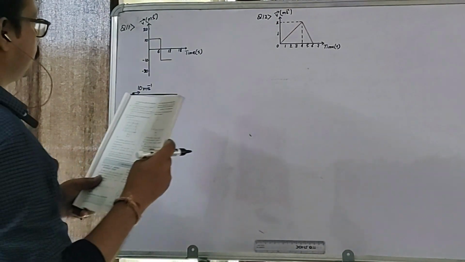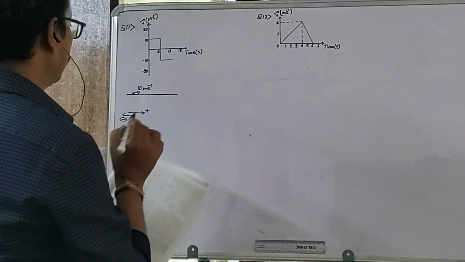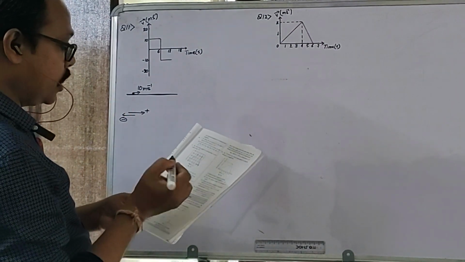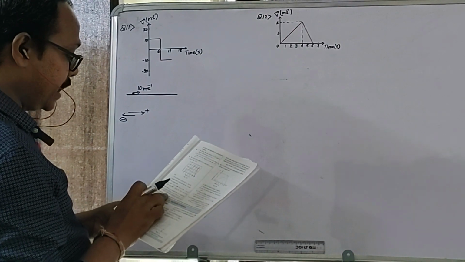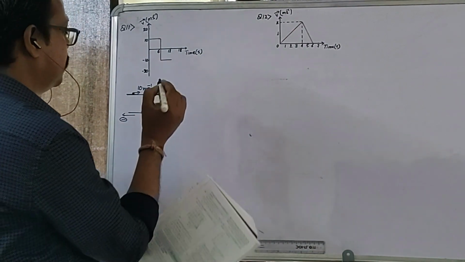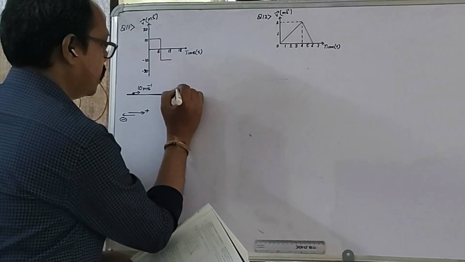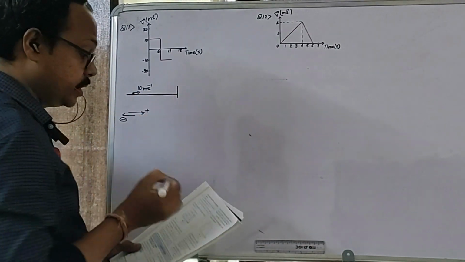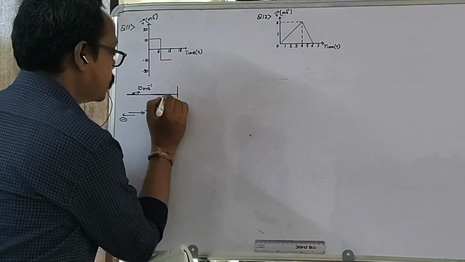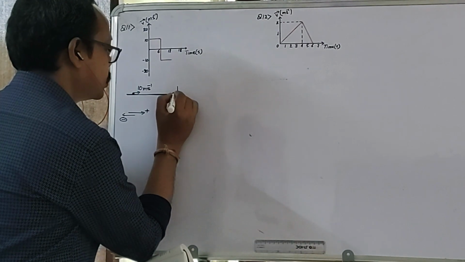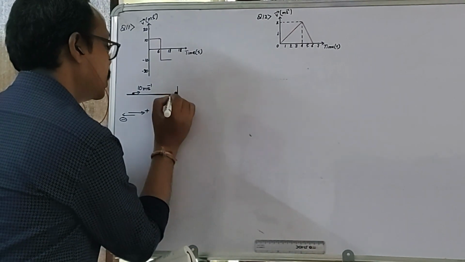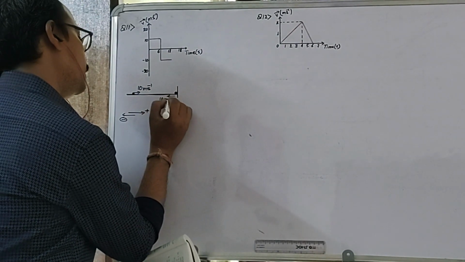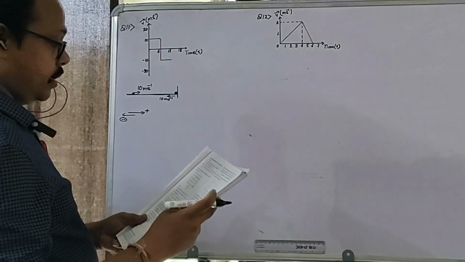So the ball is moving with a uniform velocity of 10 meter per second for 6 seconds. At t equal to 6 seconds, the ball hits a wall and comes back along the same line with the same speed. So now after striking it, it is moving with the same speed but in the opposite direction, 10 meter per second.